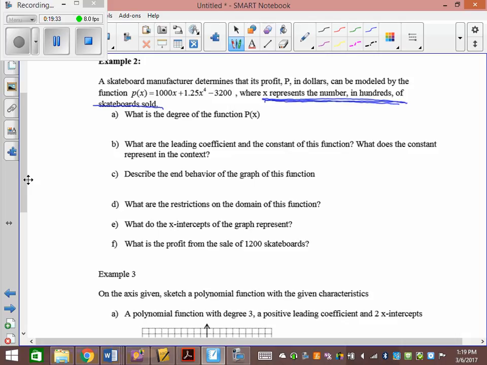The reason why they do that is so that you don't have to make your window substantially huge to fill in the X values, right? Okay. So what is the degree of this function? What's the largest exponent? Yeah, 4. It's X to the 4, so it's degree 4.